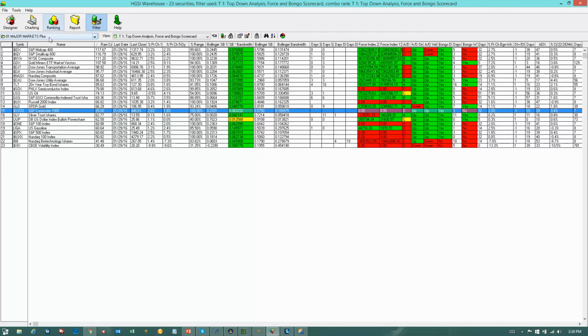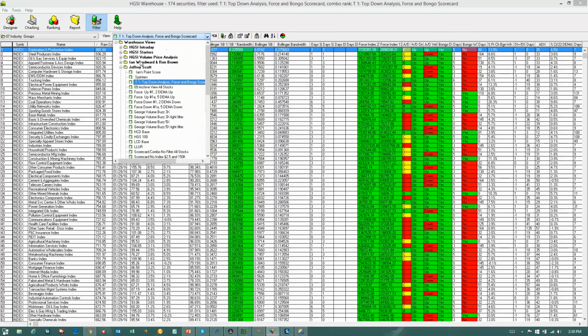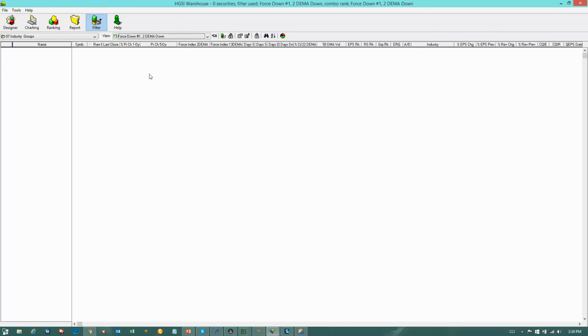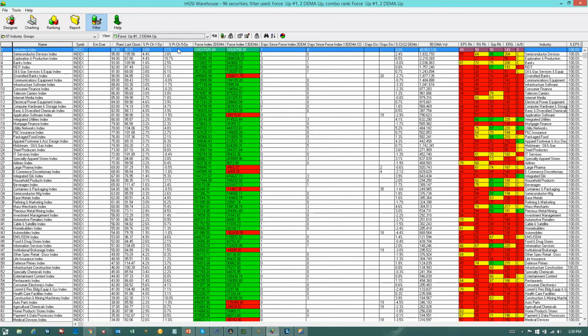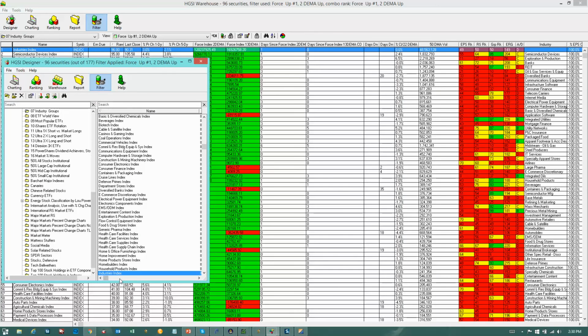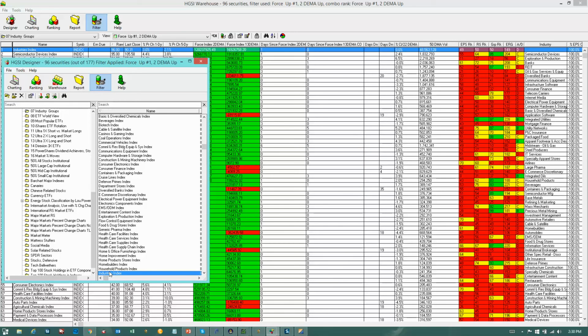Let's look at industry groups to see if anything is standing out. Two-day forces up. I should have quite a few with what we had on Friday. Interestingly, no, it's down, I'm sorry. So we have 96 industries, and I don't want the index. I've got to get rid of that one. That is just an index of the indexes and not really helpful to me. I just hit the delete key.